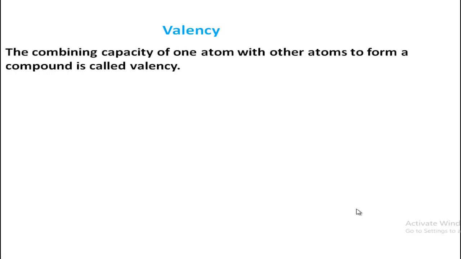Now we will know about valency. In Bengali we can call it jojoni. What is valency? The combining capacity of one atom with other atoms to form a compound is called valency. You know that to form a compound, more than one atom has to be combined, and the combining capacity of one atom with other atoms is actually the valency of that atom.